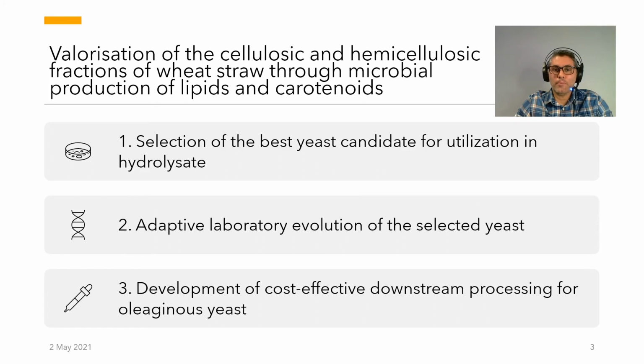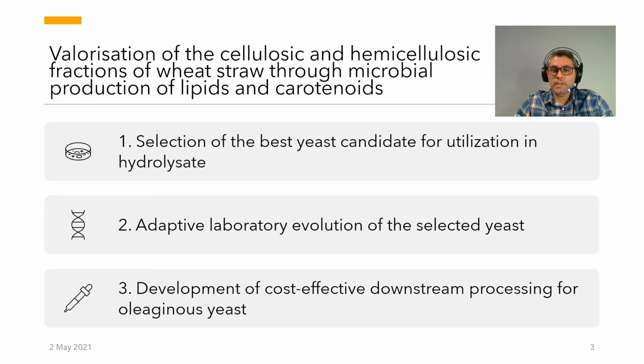The work I am going to present aims to support the development of a bioprocess for the production of lipids and carotenoids by oleaginous yeast using both cellulosic and hemicellulosic fractions of biomass as feedstock for fermentation. The hypothesis behind this idea is that this strategy could lead to a sustainable pathway to produce these valuable compounds with potential to reduce production costs.